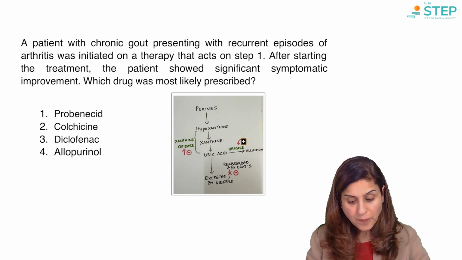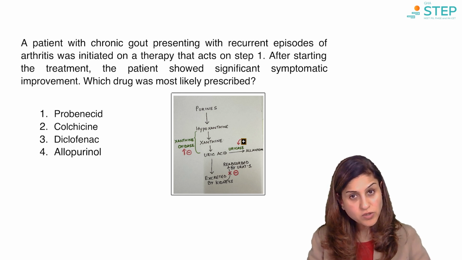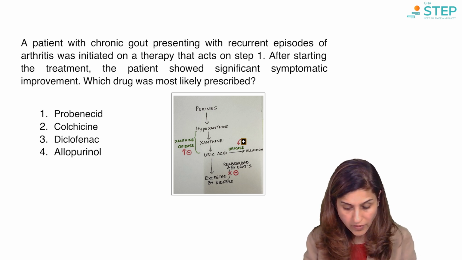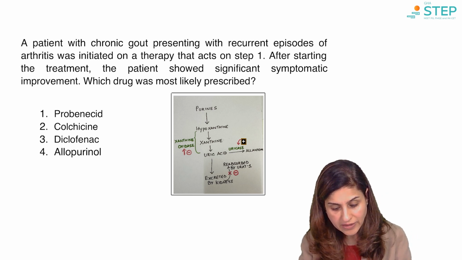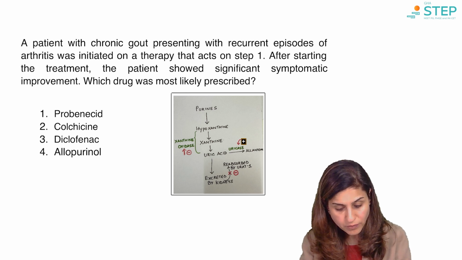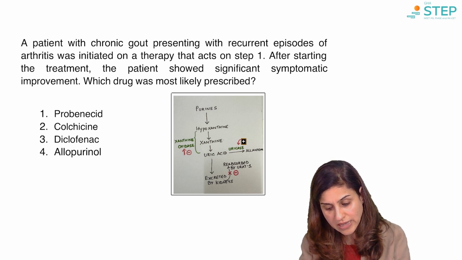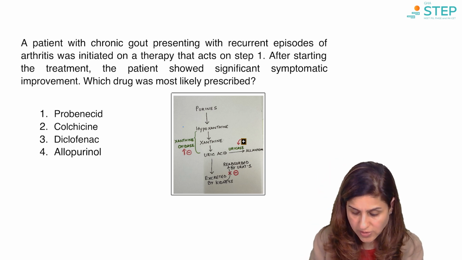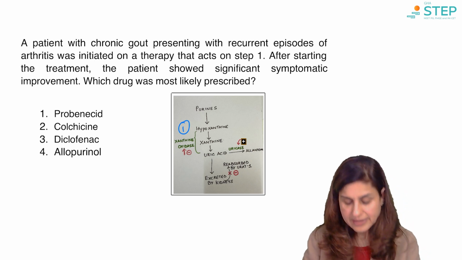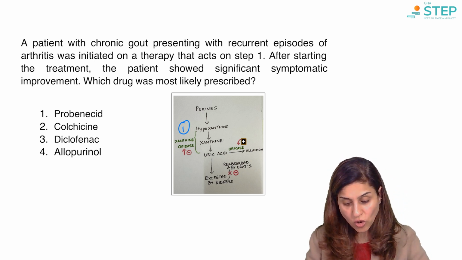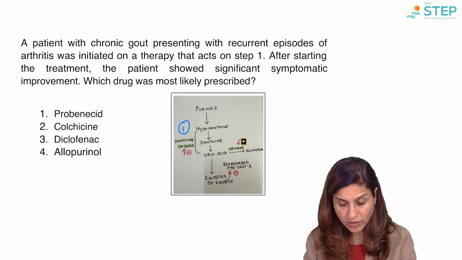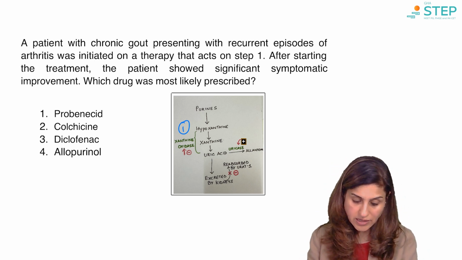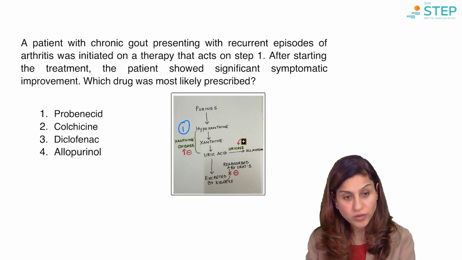Now, next is a patient with chronic gout who presents with recurrent episodes of arthritis and he was initiated on a therapy that acts on step 1, right? After starting the treatment, the patient showed significant symptomatic improvement. Which drug was most likely prescribed? Which of the following drugs acts on step 1 here? The options are probenecid, colchicine, diclofenac, and allopurinol.